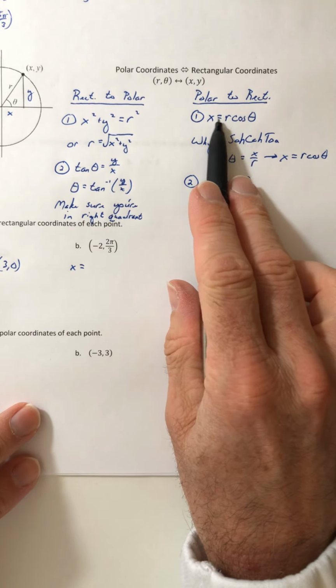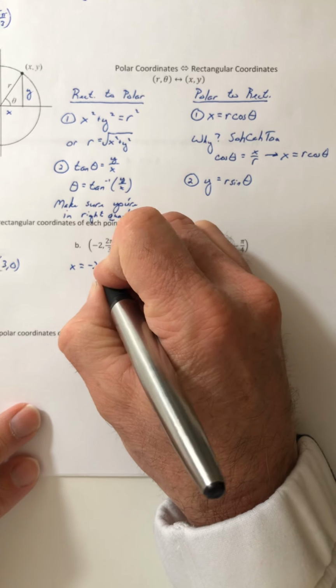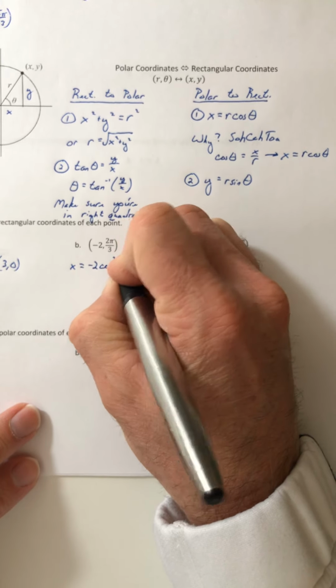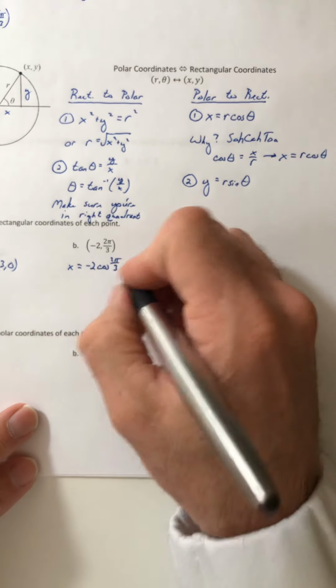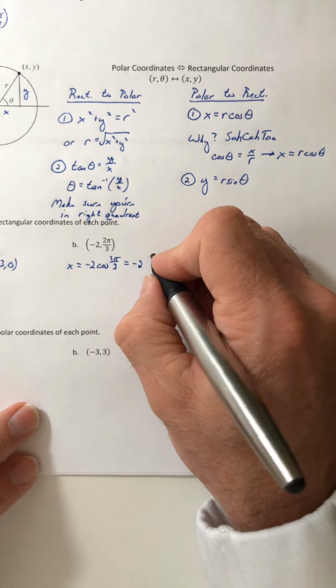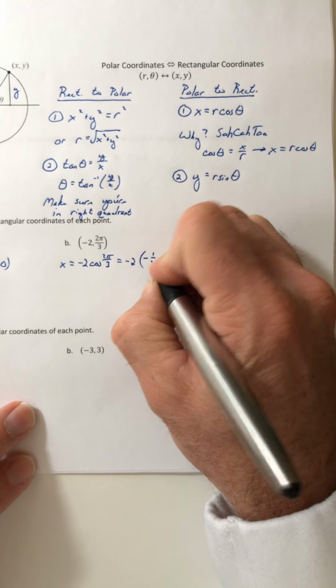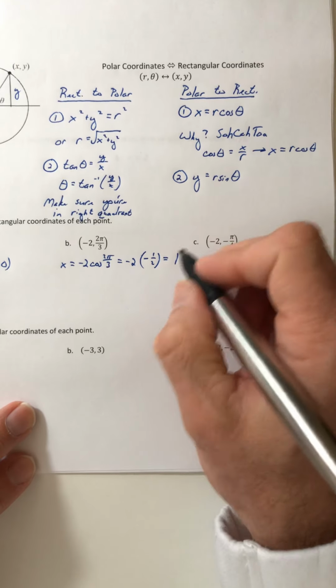So we're going to use x equals r cosine of theta. Your r is negative 2. Theta is 2 pi over 3. And then you just evaluate. So negative 2 stays, cosine of 2 pi over 3. Well, that's a negative 1/2. If you multiply them together, it gives you 1.